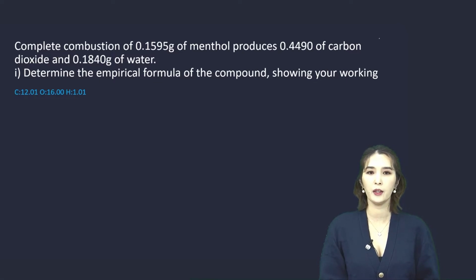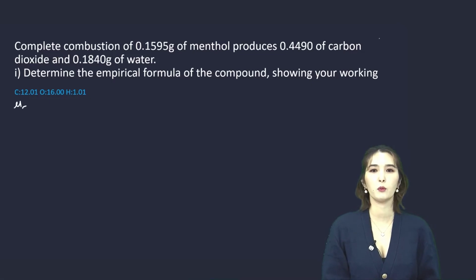And so for us to find the empirical formula, since we need the number of moles of carbon, hydrogen, and oxygen, we're first going to find the number of moles of carbon and hydrogen. And then using the mass of these moles, we're going to try and identify the mass of oxygen.